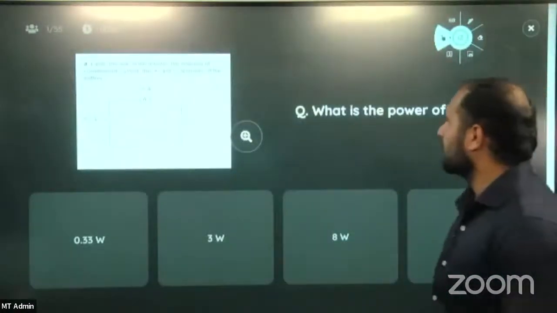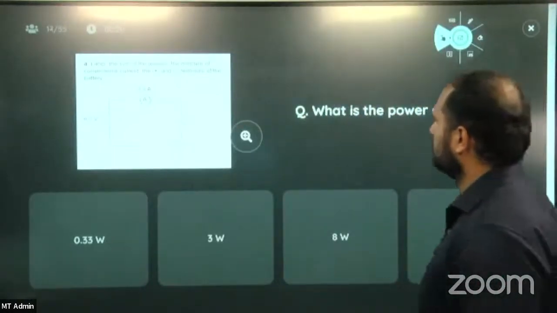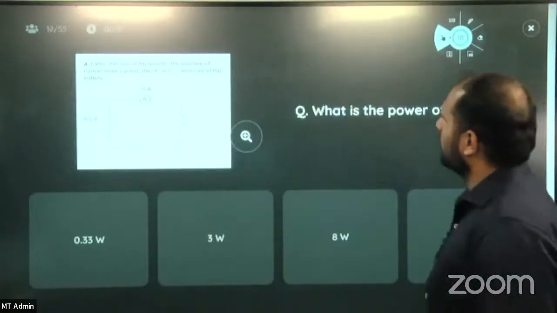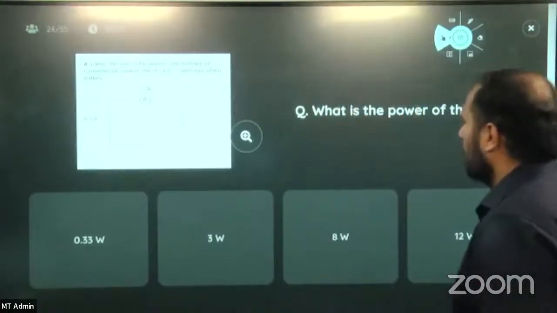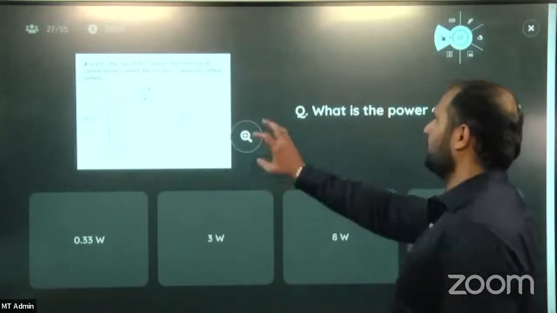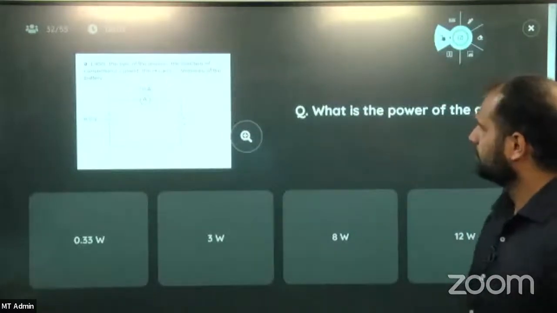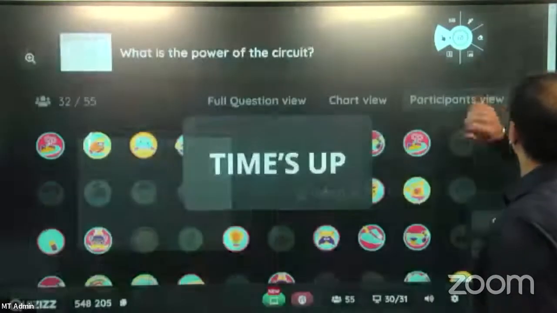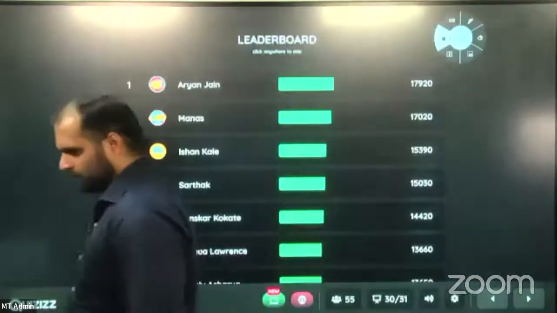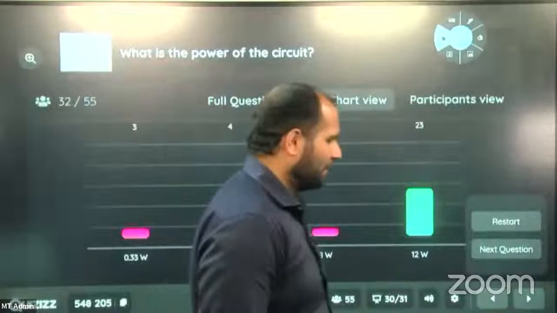You will find this question. What is the power of the circuit? The size of the resistor, the direction of the conventional current, the terminals of the battery. What is the power of the circuit? Means basically what is the power? Anyone? Very good, Aryan. Sarthak, fourth. Yes, it is 12 watt.